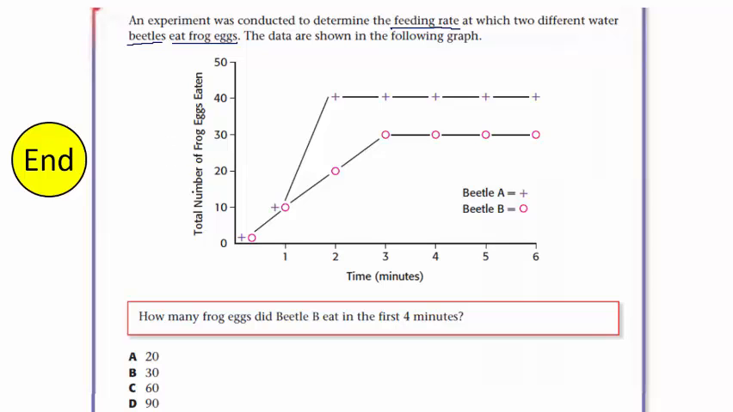So over here on the left side it says total number of frog eggs eaten. So as I move up in this direction, that is more frog eggs. Okay. And time is moving along this axis. So as time goes by, I'm eating more frog eggs, apparently, is just what this graph says. Let's get to the question now: how many frog eggs did beetle B eat in the first 4 minutes?